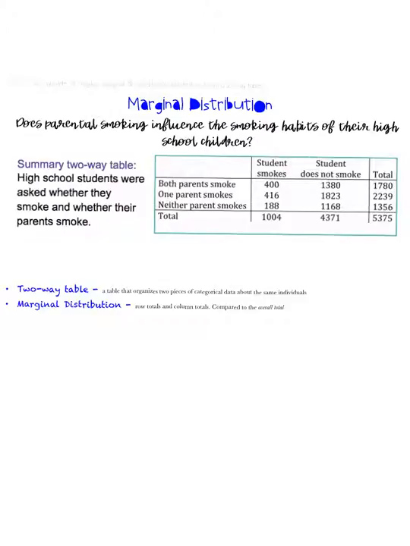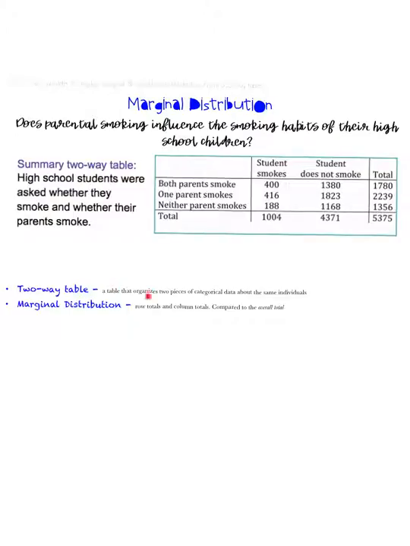But then, those 5,375 were also asked the question, do both my parents smoke? 1,780 did. One parent smokes, 2,239, or neither parent smokes, 1,356. All of those three numbers added up give me 5,375. And I can see in the table that 400 students smoke and both their parents smoke. 1,380 students do not smoke when both their parents smoke. So that's how we read this two-way table.